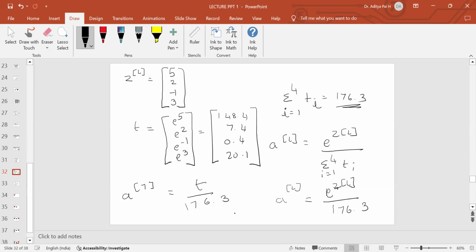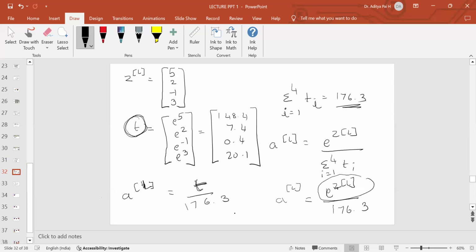Because this e to the power z of i is nothing but a matrix. It is represented as T, covering all four values. That is what we mention as T over here, and that is why I have written it as T. So A of L is equal to T divided by 176.3.